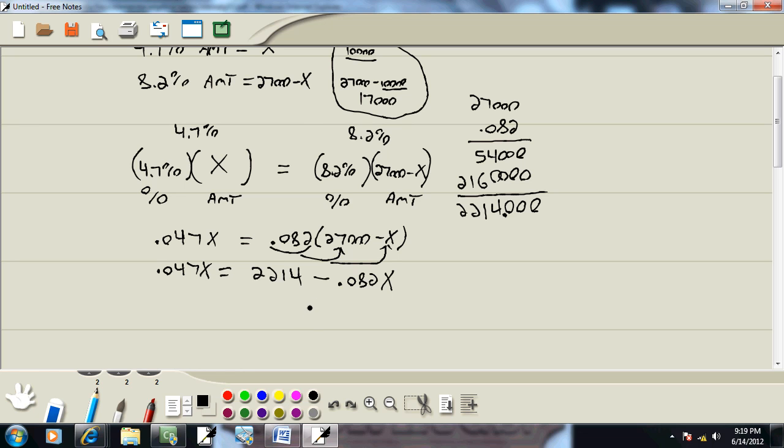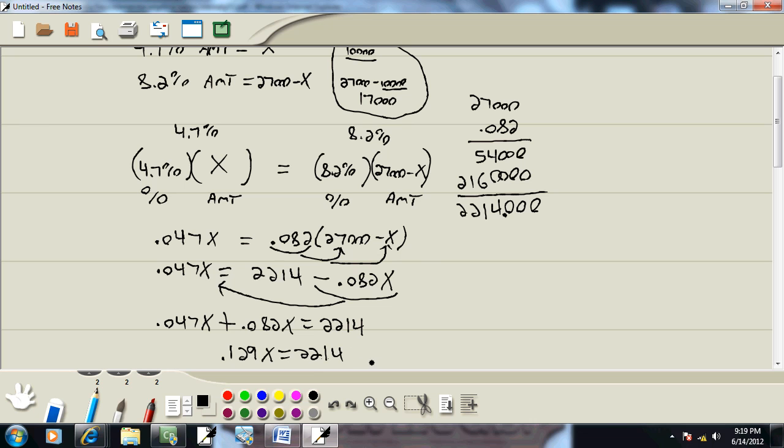Second step, get rid of fractions. Don't have any. Third step, get everything with an x on one side. So I'll take the negative 0.082x to the left side, numbers on the other side. Take anything across the equals, the sign changes. Combine like terms in any step. We get 0.129x equals 2214. Divide both sides by the number in front of your x. So I divide both sides by 0.129.